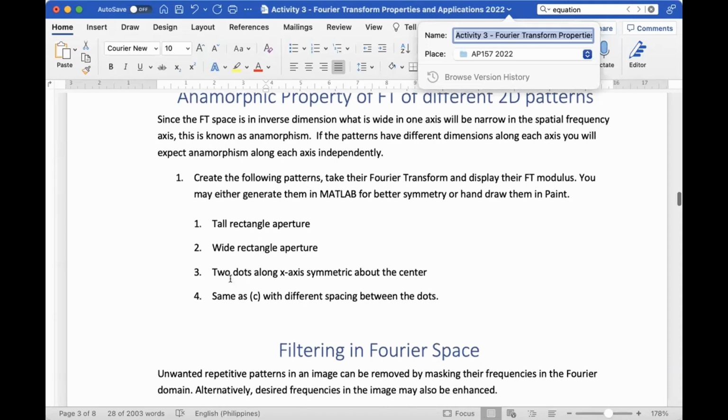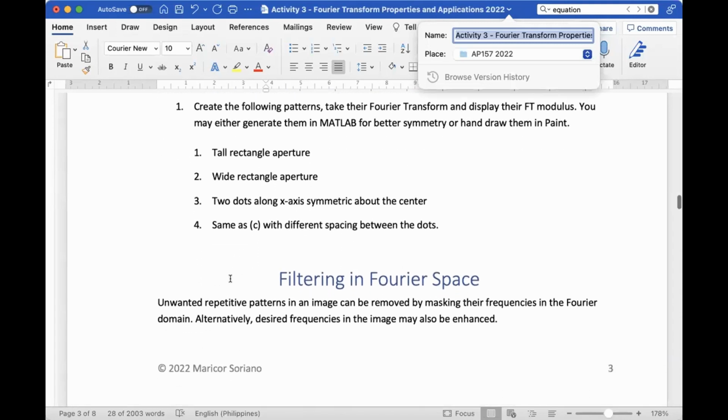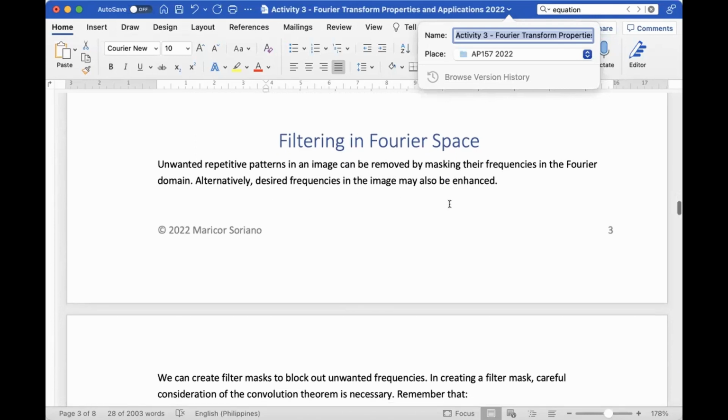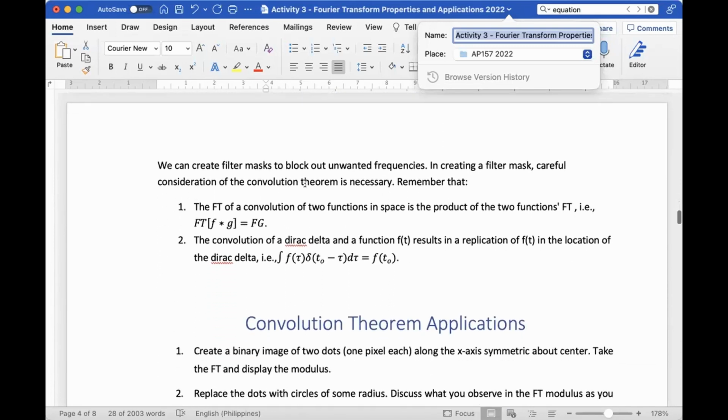All right. Now, let's use this newfound knowledge of ours in applications. Filtering in Fourier space. Unwanted repetitive patterns in an image can be removed by masking their frequencies in the Fourier domain. Alternatively, desired frequencies in the image may also be enhanced. Okay. We can create filter masks to block out unwanted frequency. In creating a filter mask, careful consideration of the convolution theorem is necessary. Remember that the FFT of a convolution of two functions in space is the product of the two functions as FFT. Okay? And the convolution of a Dirac delta and a function f of t results in a replication of f of t in the location of the Dirac delta.